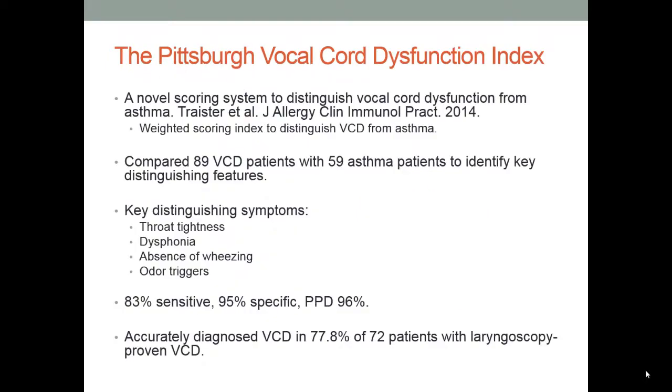There's also something called the vocal cord index. I won't spend a lot of time on this, but basically it's a weighted scoring index that helps distinguish vocal cord dysfunction from asthma. Compared to 89 vocal cord dysfunction patients with 59 asthma patients. And they defined 4 key distinguishing symptoms: throat tightness, dysphonia, absence of wheezing, and trigger of symptoms with odors. And was felt to have a good positive predictive value for vocal cord dysfunction. They validated the scoring system within the study on 72 patients with proven vocal cord dysfunction, and it accurately diagnosed it in 78% of patients.